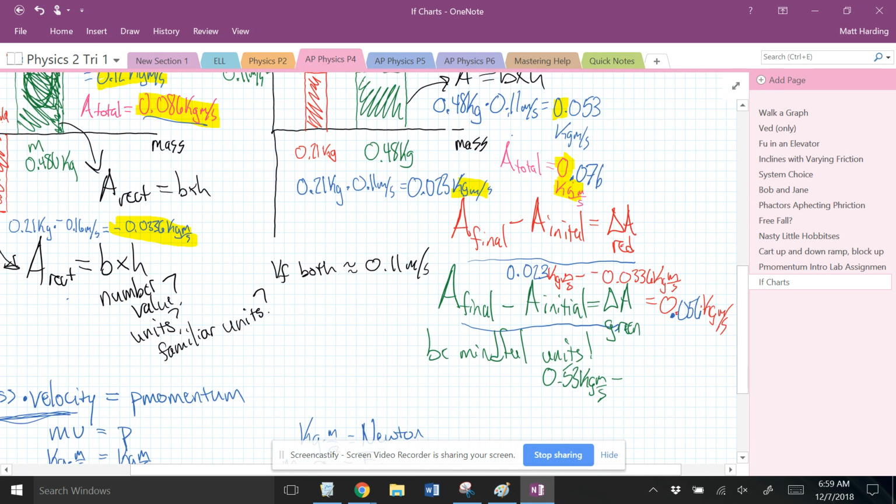And this is going to be 0.053 kilogram meters per second minus 0.12 kilogram meters per second, and 0.053 minus 0.12 is negative 0.067 kilogram meters per second.